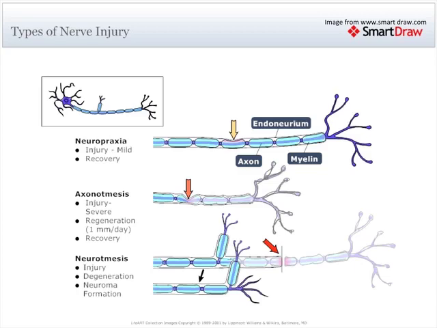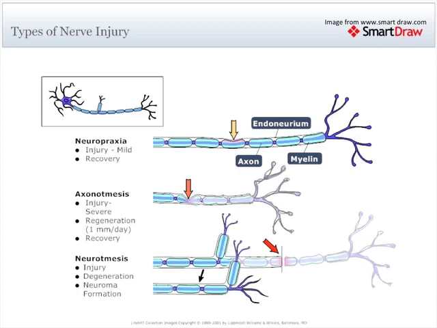Axonotmesis is a more severe injury that refers to disruption of the axon itself. The myelin sheath, so the highway in which the nerve travels, is not disrupted, so it allows the conduit for nerve regeneration. So the nerve remains in continuity, but the nerve distal to the injury, not in continuity with the cell body, degenerates through a process called Wallerian degeneration, and it takes many months for nerve recovery to occur. This is thought to occur at about 1 to 3 millimeters per day, so depending on how far your injury is from the cell body, recovery can take months to years.